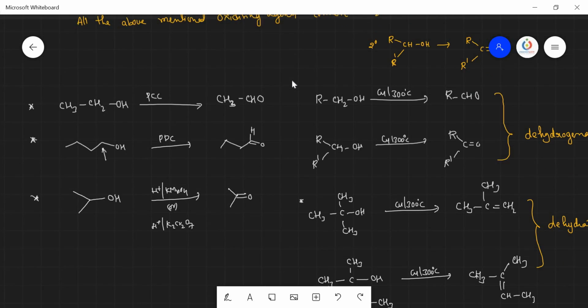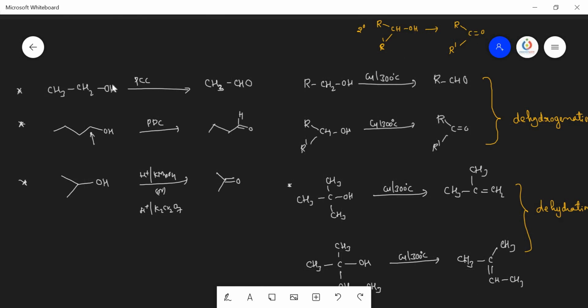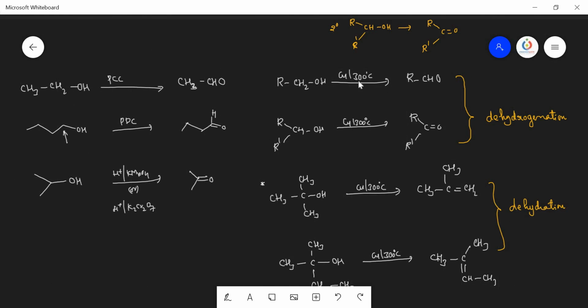So now let us see some of the general examples. This is the primary alcohol giving the aldehyde with the PCC, PDC. You can use any of these. This is a secondary alcohol with H plus KMnO4 or H plus K2Cr2O7 gives the ketone. But in this case, copper with 300 degrees centigrade temperature.